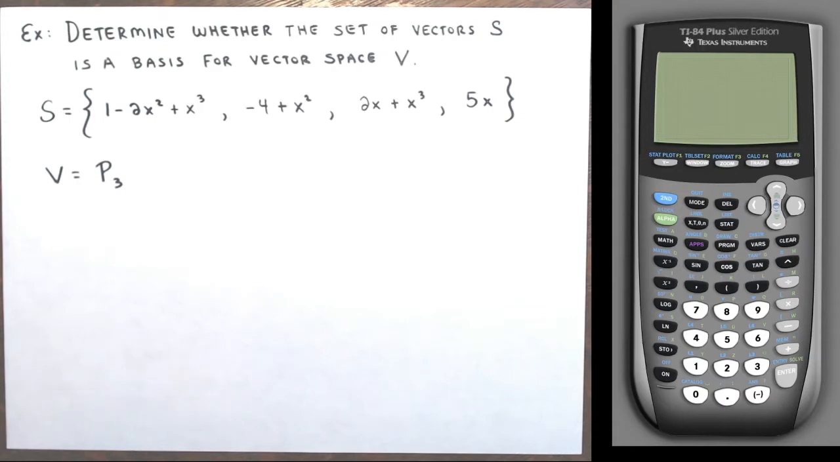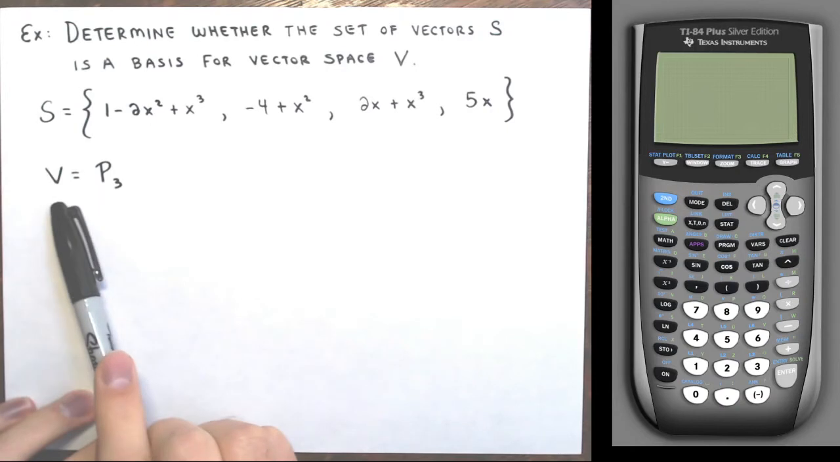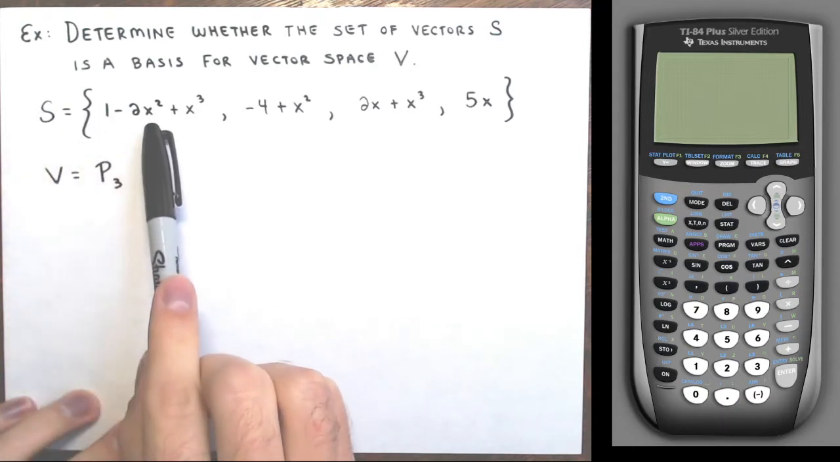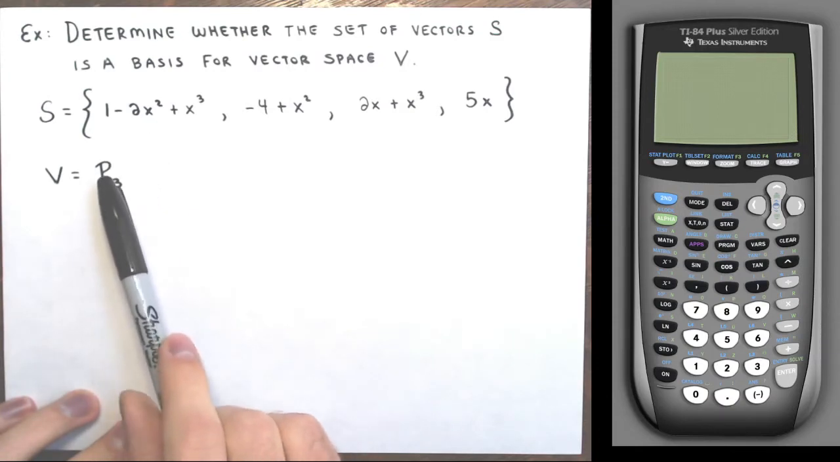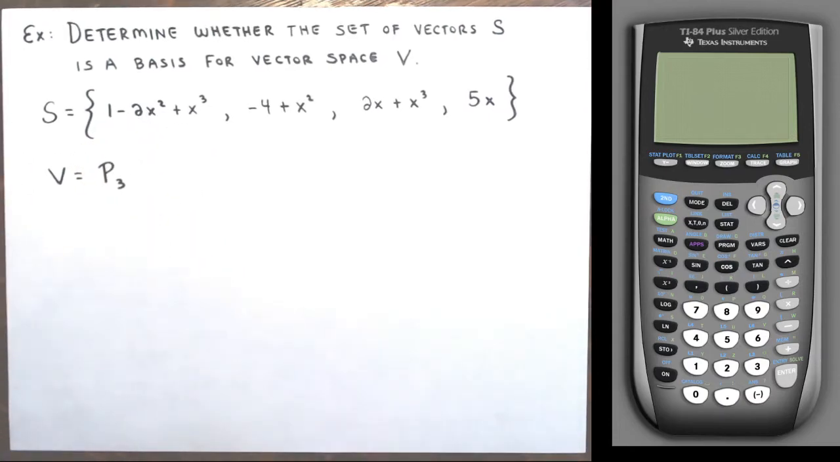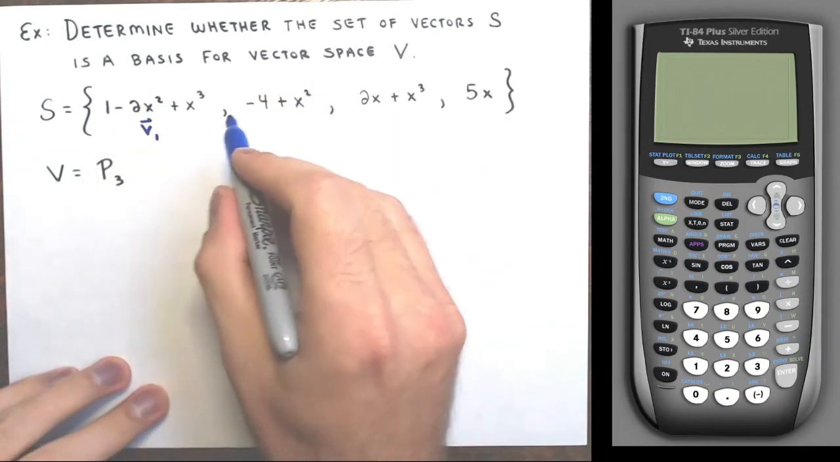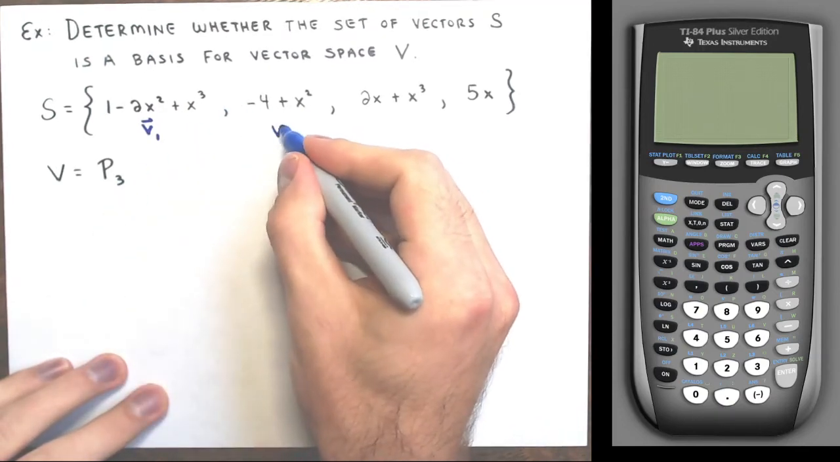So we're determining, is S a basis? Here, my vector space is P3, the set of all polynomials of degree 3 or less. You see, the vectors here are polynomials of degree 3 or less. So 1 minus 2x squared plus x cubed, that's vector 1. Negative 4 plus x squared is another polynomial of degree 3 or less, so that's vector 2.